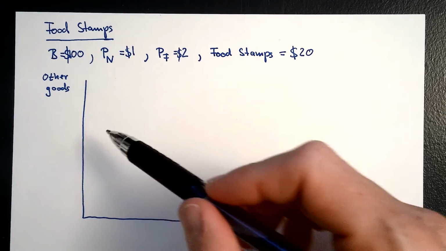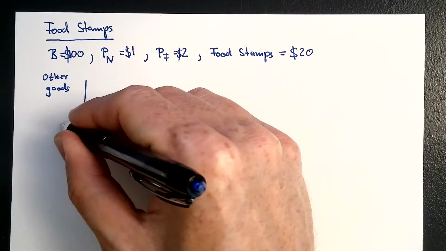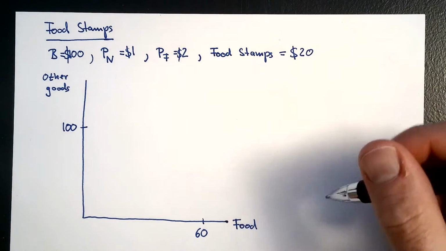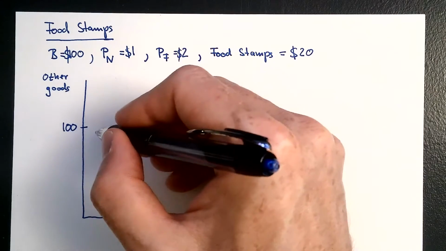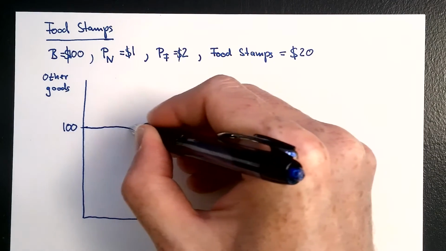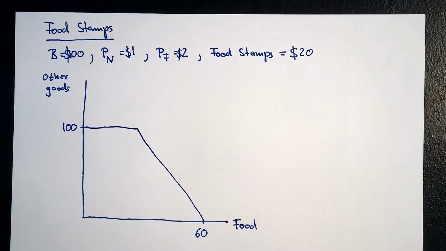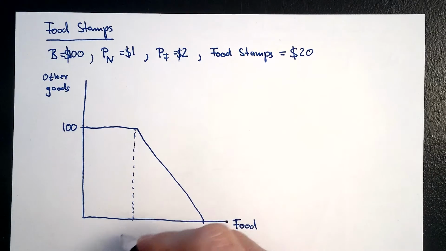Now note that if the consumer spends all the money on other goods, the consumer cannot purchase 120 units of other goods, but only 100 units, since food stamps can only be spent on food. Hence the budget constraint is actually kinked like this, and the kink occurs at 10 units of food. Okay?